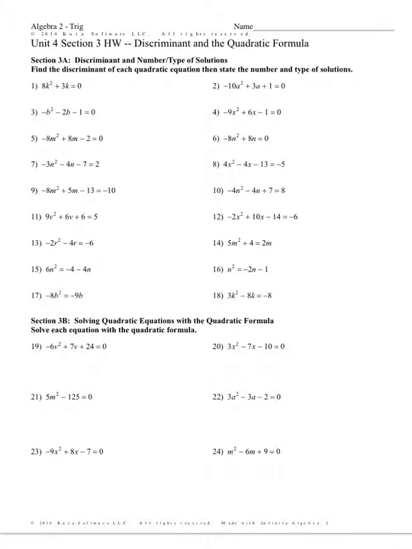In part B of this section, we're going to look at solving with the quadratic formula. And some key things here: we have to again be in the form ax squared plus bx plus c is equal to 0, that standard form for a quadratic equation. And the quadratic formula is this right here.